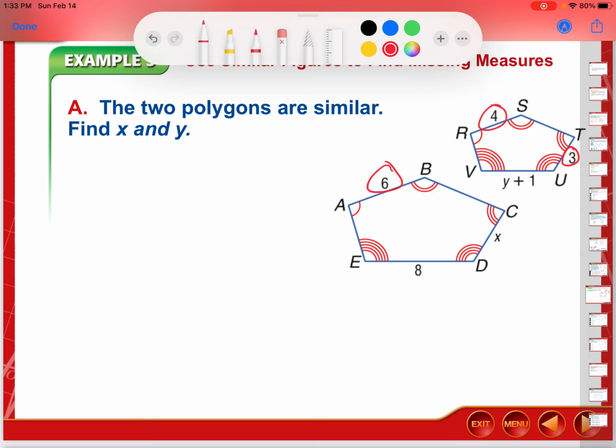Or you can set up a proportion and you could say, okay, 6 over 4, big one over little one, AB over RS is equal to DC over UT, which would be x over 3. And we could solve this out. We would get 18 equals 4x, and x equals, that was x, correct? Yeah, x equals 4.5. So you could do it that way as well.